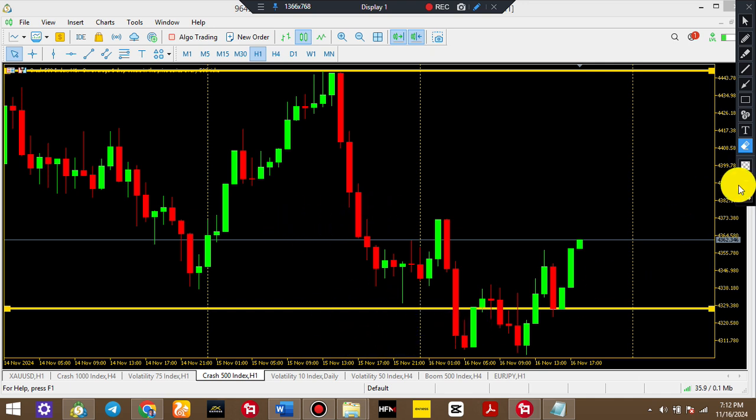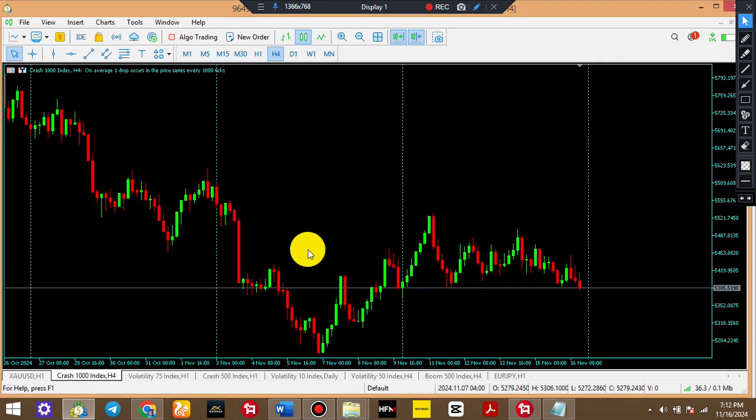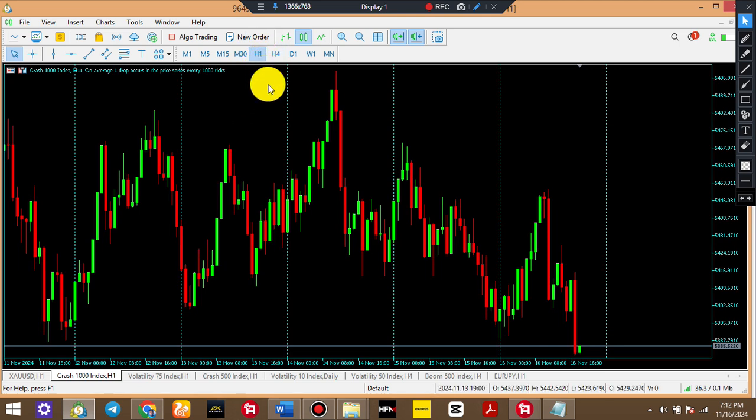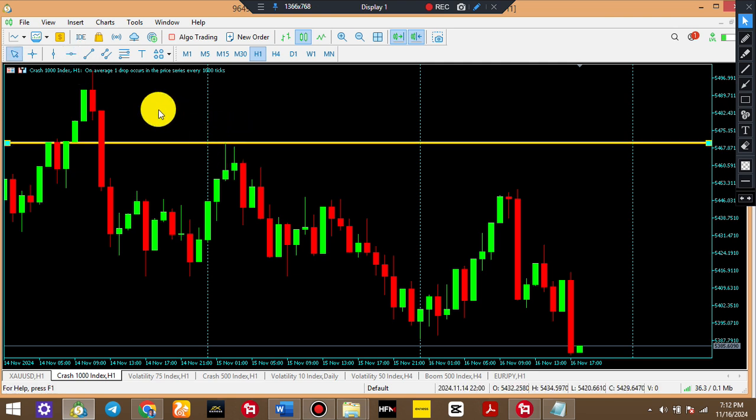Let me check if there's any move of such from other pairs. Let me check Crash 1000. Okay, this is on the daily time frame. So day two is still more or less like you can see now. Let me zoom out a bit. Yesterday's high is this, the highest point price got to yesterday, right? And this was the lowest point price got to yesterday.